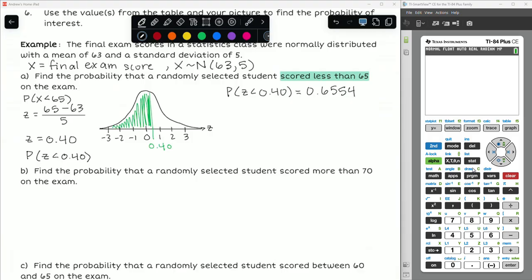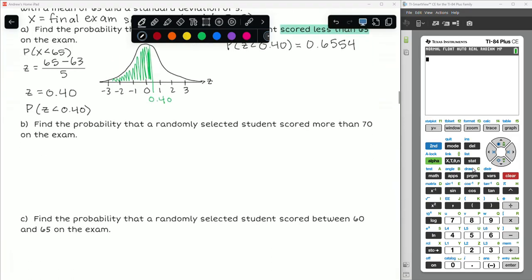So the probability that a randomly selected student scored less than 65 on the exam is about 65.54%. All right, the next example says find the probability that a randomly selected student scored more than 70 on the exam.